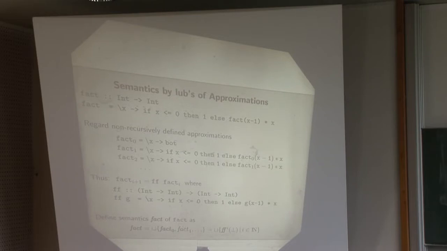So we define new non-recursive functions, fact0, fact1, fact2, and so on. Fact0 is a function which takes an integer and returns bot.